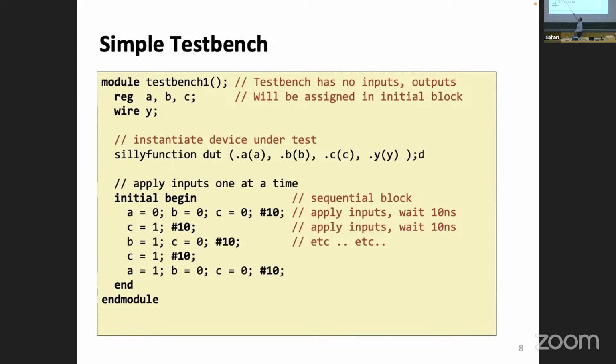We don't have an always here. We have its cousin, initial. It's the same deal as always, with the big difference that it only triggers once at the very start of running this test bench. And when it reaches the end, it doesn't restart, it finishes. Okay?